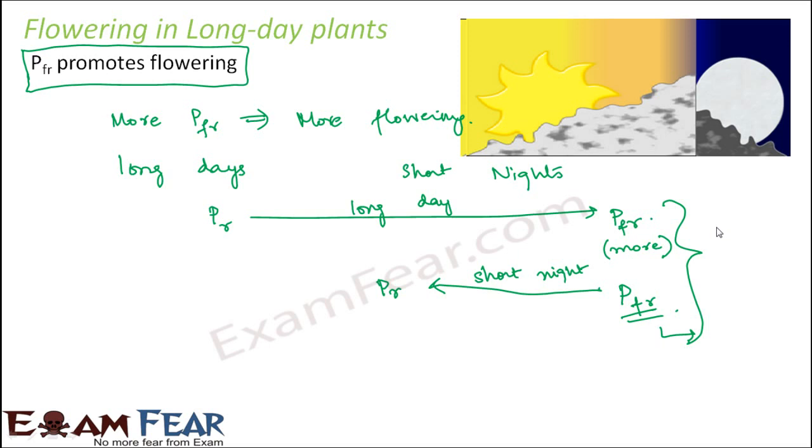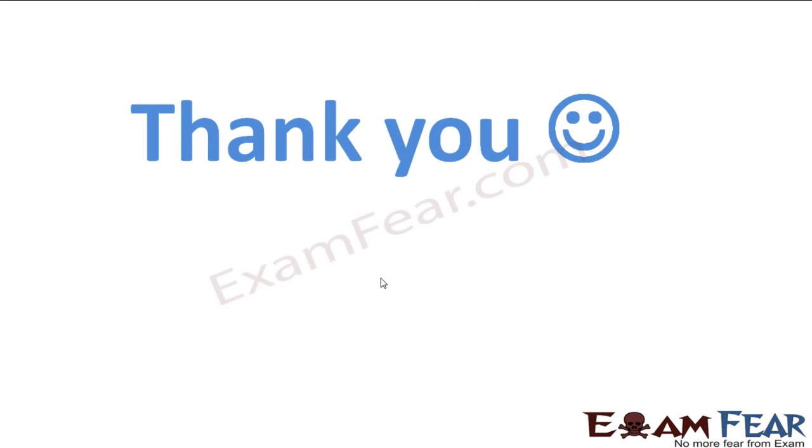So at the end of this entire day, you are left with more PFR. And since you have more PFR, and PFR promotes flowering, flowering takes place. Simple, right? The logic is quite simple. So these are certain interesting facts which explain why different plants flower in different seasons. Okay, so with this, I think we have discussed this topic of photoperiodism. Thank you.